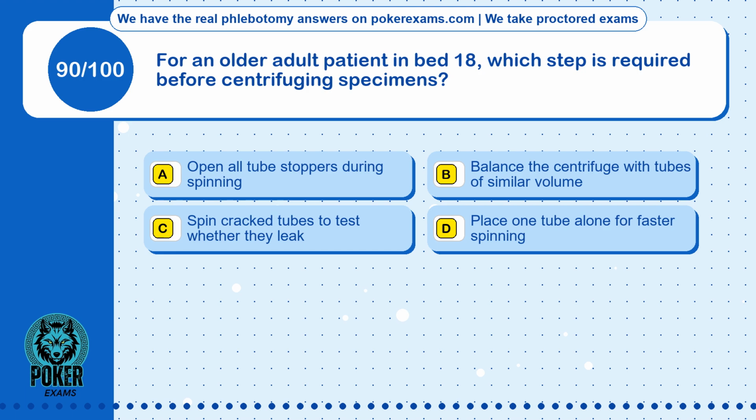Question 90. For an older adult patient in bed 18, which step is required before centrifuging specimens? Option A, open all tube stoppers during spinning. Option B, balance the centrifuge with tubes of similar volume. Option C, spin cracked tubes to test whether they leak. Option D, place one tube alone for faster spinning.